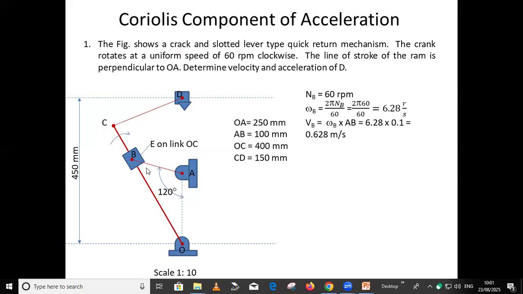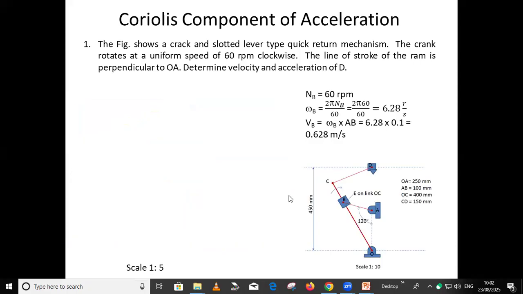So first we need to find out the velocity of the crank. So velocity is R into omega. So what we have? We have R, that is radius. Radius is 0.1 because AB length is 100 mm, and omega is 6.28. So if you multiply that radius into omega, we have the velocity of that slider B, which is 0.628 meter per second.